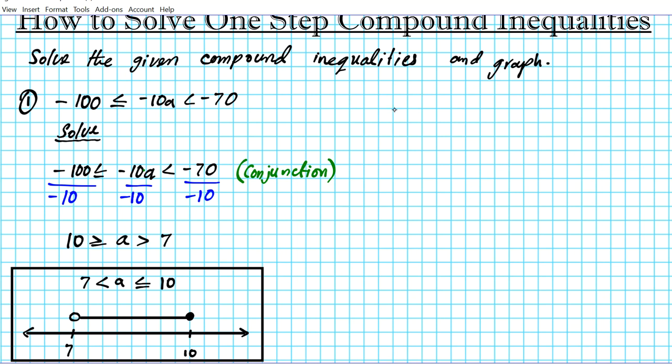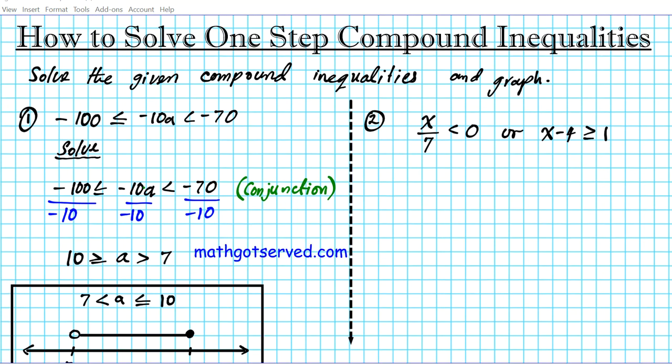All right, let's take a look at another example. Number 2, let's say we want to solve the inequality n minus 8 is greater than or equal to negative 13. Oh wait, let's do something else. How about we do x over 7 is less than 0, or x minus 4 is greater than or equal to 1. All right, it's more like it. Let's go ahead and solve this one right here.